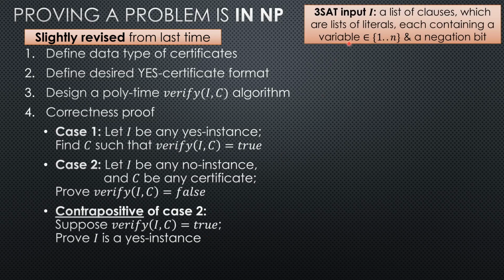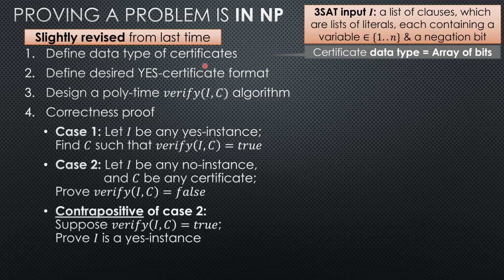First I want to define what a 3SAT input is, because in the process of telling you that I have a polytime verify algorithm, I'm going to need to tell you what the size of the input is, which means I have to define what the input to the problem is really precisely. I have to pick some reasonable representation of the input. So the input will be a list of clauses. Each clause is a list of literals. Each literal is a tuple containing a variable name in 1 to n, so it's just a number, and a bit that specifies whether that literal represents the negation of that variable or the positive variable. So it's a list of lists of pairs, okay?